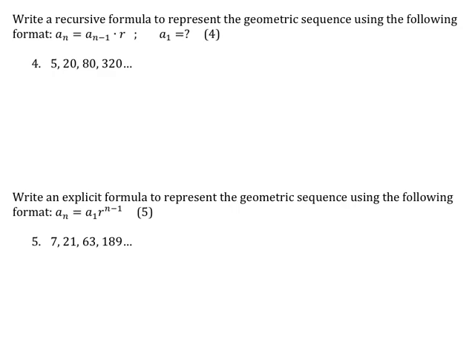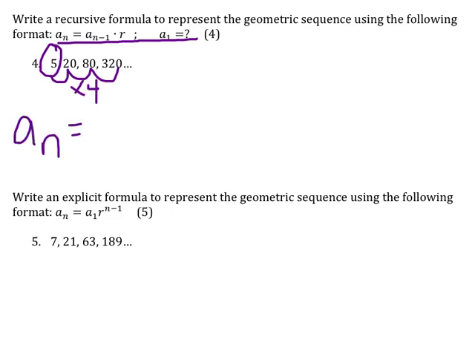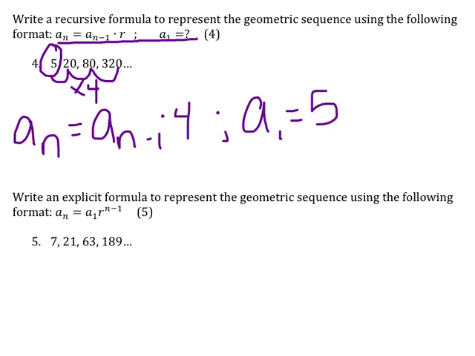Write a recursive formula to represent the geometric sequence. I will give you the equation. You just have to remember that you need to find A1, which is the first term, and r, which is the rate. What are you multiplying by each time? We're multiplying by 4. So when we rewrite the equation, it's a_n equals a_(n minus 1) times 4. A1 equals 5. And that's all you need to know how to do. I'm not asking you to find the 6th term or the 100th term or anything like that. You just need to know how to write out the equation.